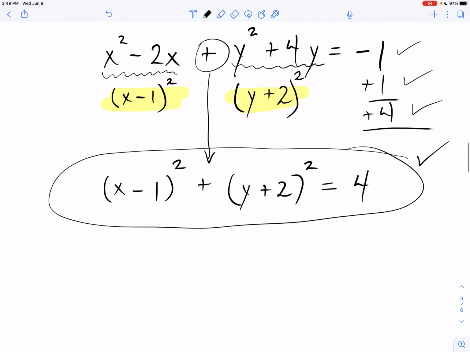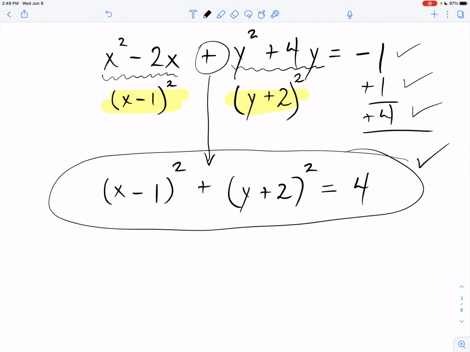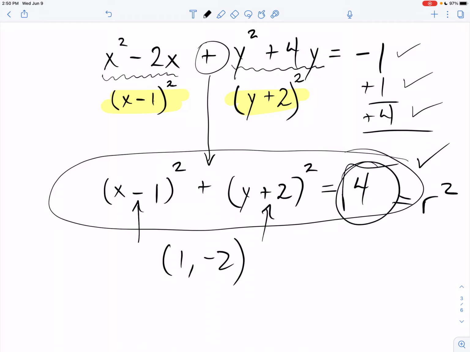So what's the answer? If I wanted to know the center now, I could say the center is at 1, negative 2. And if I wanted to know the radius, I could tell you the radius is 2 units. Remember, we don't say plus or minus 2. We just say positive 2.